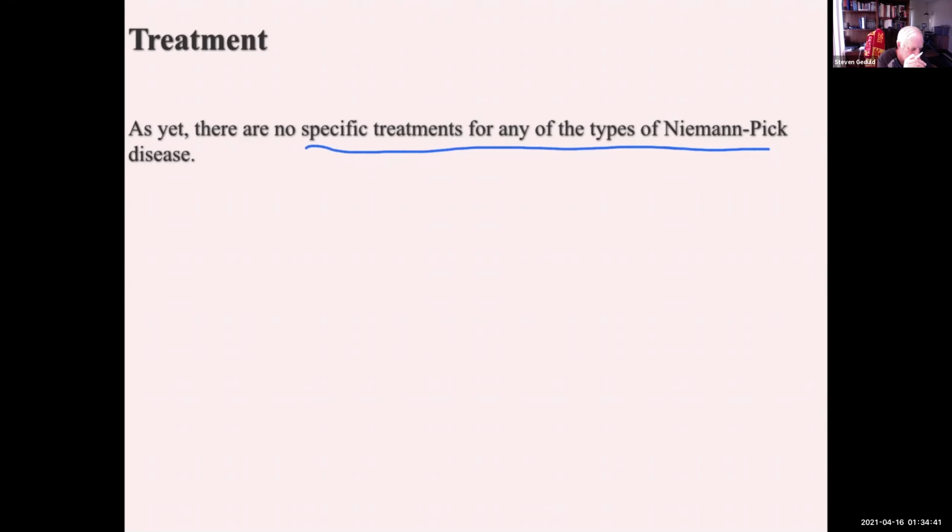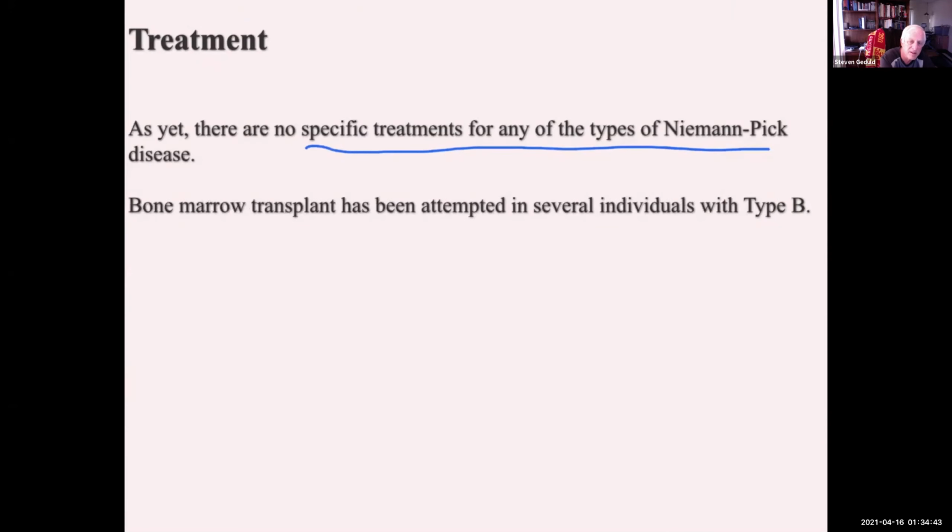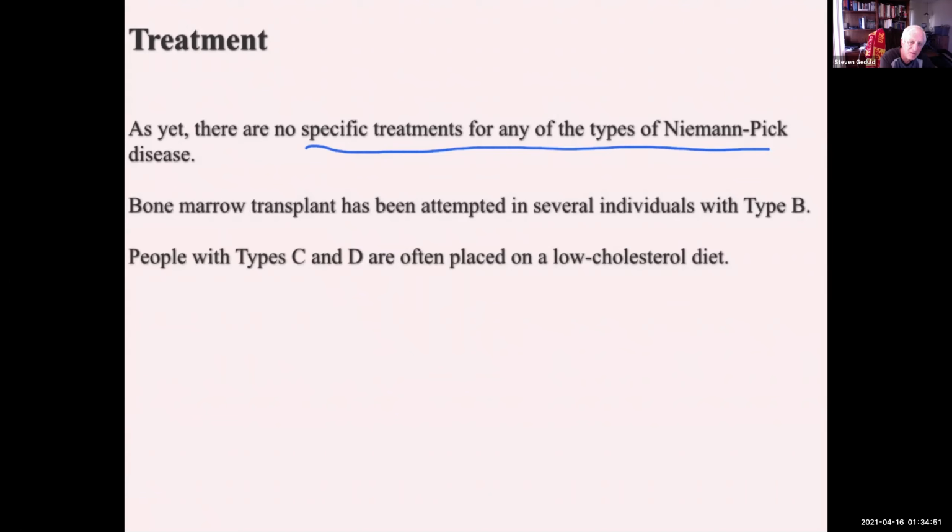Bone marrow transplants have been attempted in several individuals with type B. It's been attempted, but hasn't been very successful. People with type C and D are often placed on a low cholesterol diet. Don't put in any additional, because the body makes certain fatty acids. Don't put any more fat than we have to. So we put them on a low cholesterol diet, so we're not adding to the lipids already there.